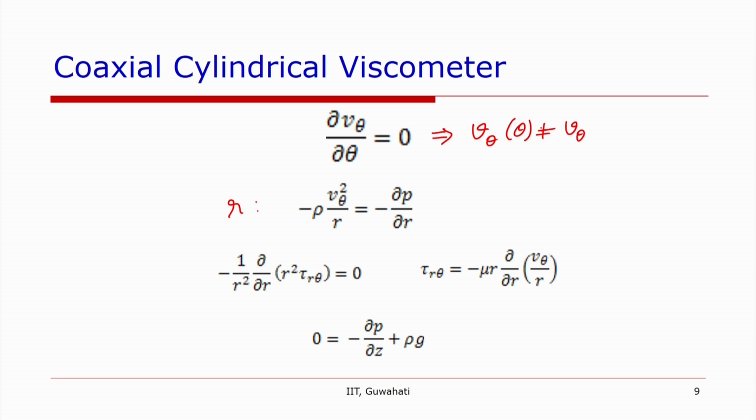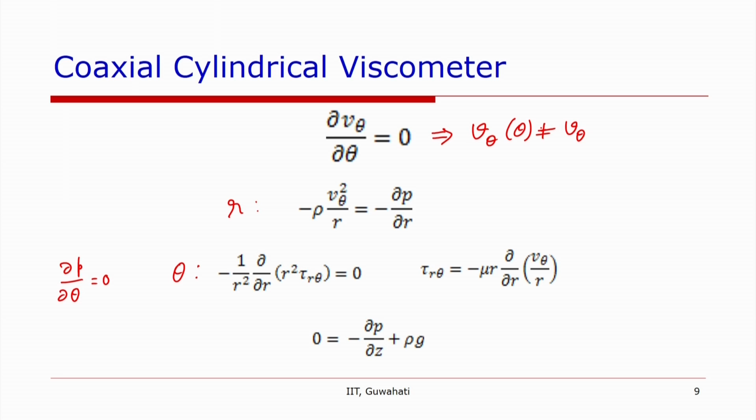Now the theta momentum equation, there we get that del p over del theta is equal to 0. We have not done this in the previous slide, so we can just note that del p over del theta is equal to 0 because there is no pressure gradient in the angular direction, and the flow is happening because of the outer rotating cylinder.